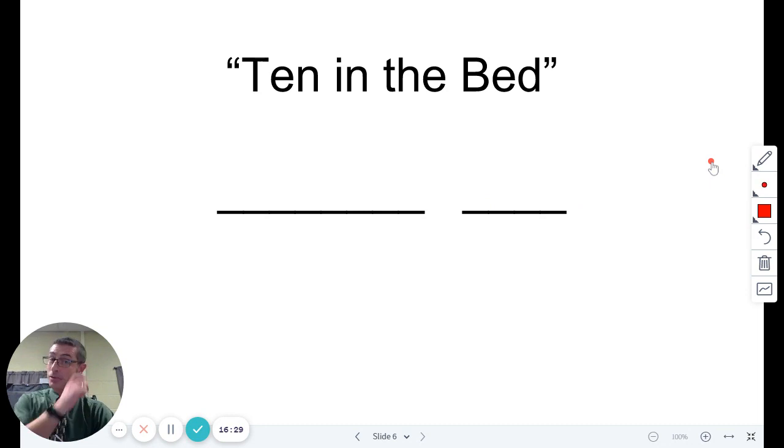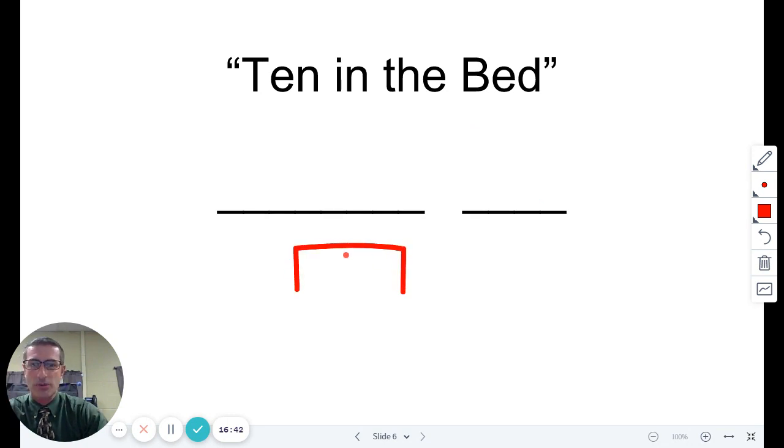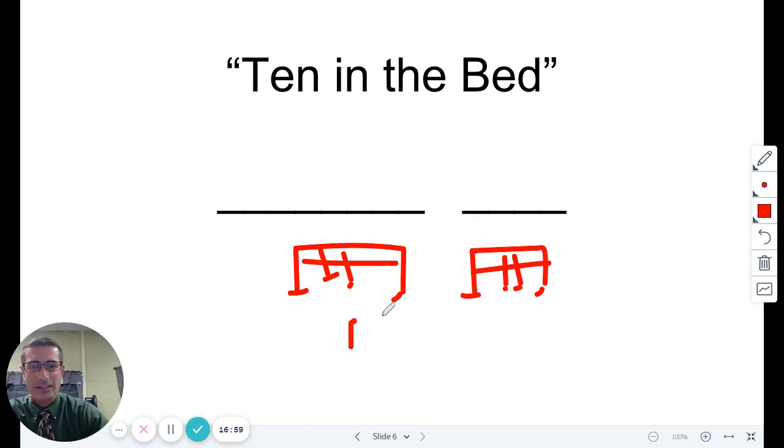So our job is to figure out, using the rhythms that we know, what rhythm goes in the first blank and what rhythm goes in the second blank to match ten in the bed. Now, we can use the rhythms that we already know. Sorry, I'm drawing them here with my mouse, and it makes it look a little funny. We could use our teary teary. We got that teary teary, right? So let me draw those little dots. It's messy, but I want to make sure we get this done on time.